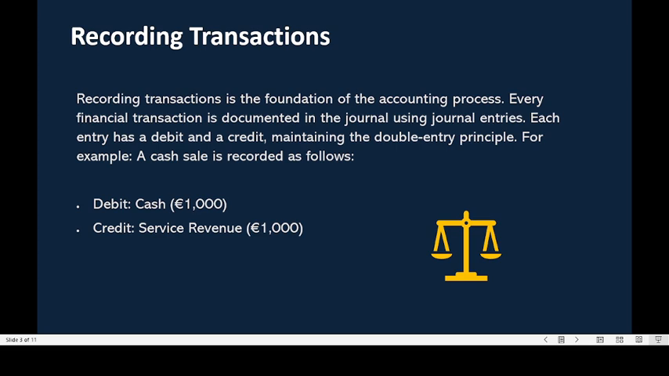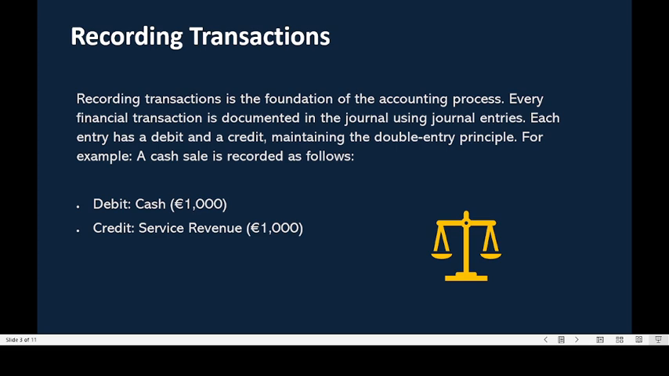The most important thing to note is that each entry has a debit and a credit, maintaining the double entry principle. For example, a cash sale is recorded as follows: debit, cash; credit, service revenue. This ensures the accounting equation, assets equals liabilities plus equity, remains balanced.